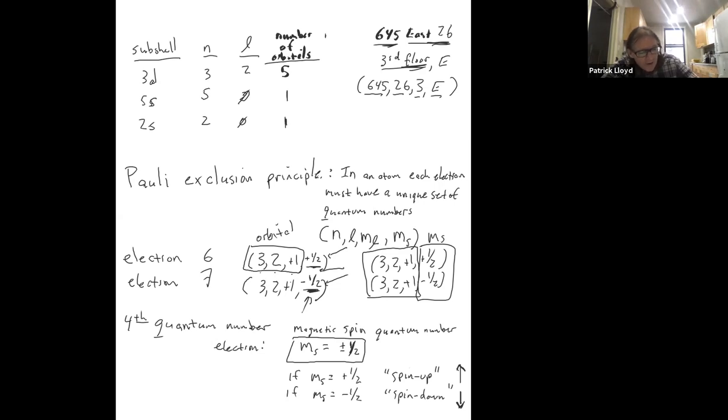So now, maximum electrons. Well, each orbital can have a maximum of 2 electrons. So it's just 5 times 2, which is 10. 1 times 2, which is 2. 1 times 2, which is 2. So the 3D subshell can have up to 10 electrons. The 5s subshell can have up to 2. And the 2s subshell can have up to 2. Okay, there you go.